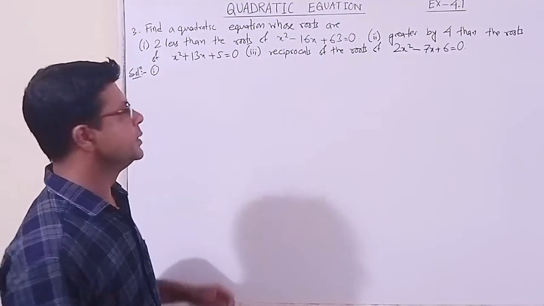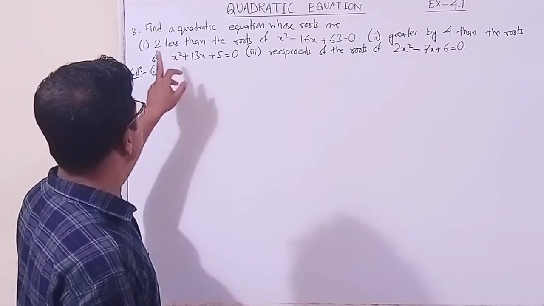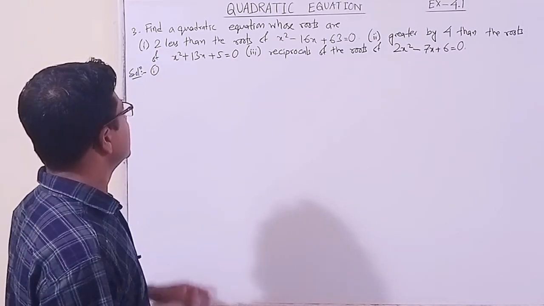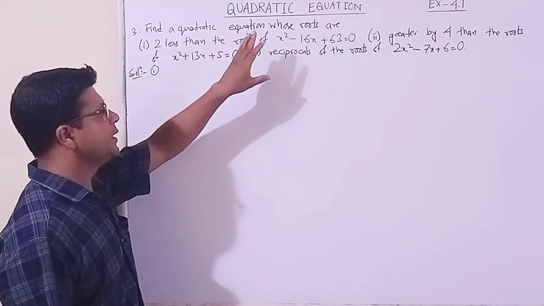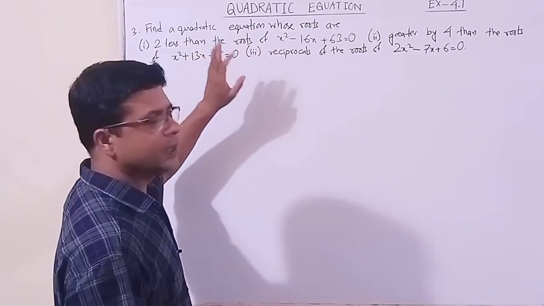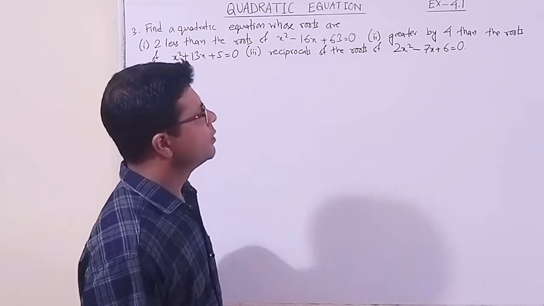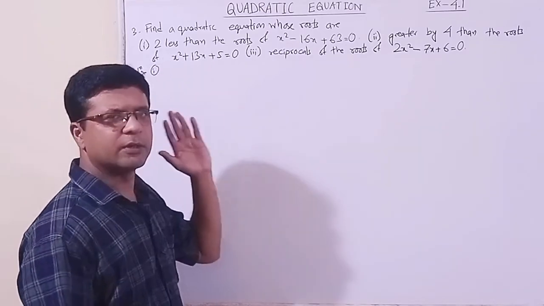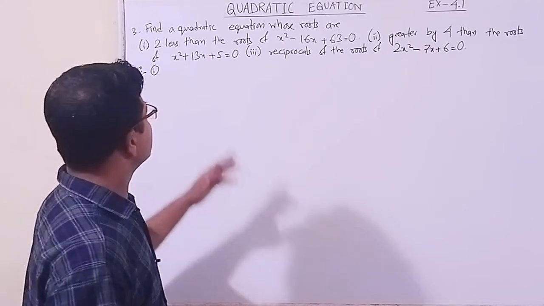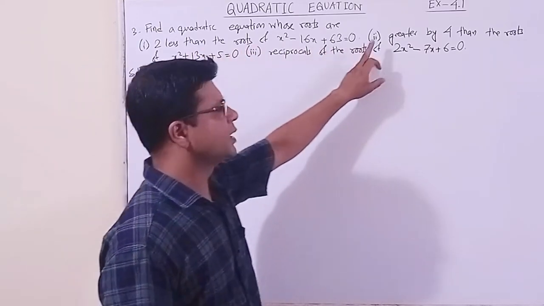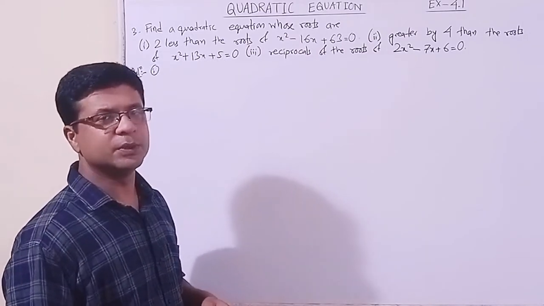Got it? My beloved students, now we have taken question number 3. Here the question is, find a quadratic equation whose roots are, now there are 3 subparts. And the first part is 2 less than the roots of this. We have to find a quadratic equation whose roots are each 2 less than the roots of this. This sum can be done in many ways, many methods. So let us take 2 methods. The first sum I will do by one method, and the second and third let us try with another method. Then at the end you will decide which method is suitable for you.